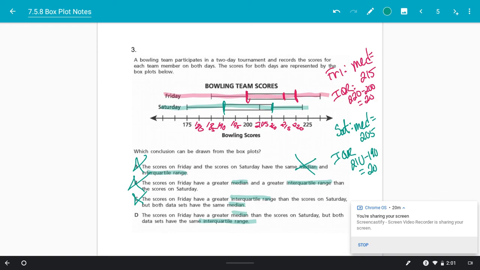D, the scores on Friday have a greater median, which they went from 215 down to 205. So yeah, they were bigger on Friday, but both data sets have the same interquartile range. So looks like choice D is our correct answer.